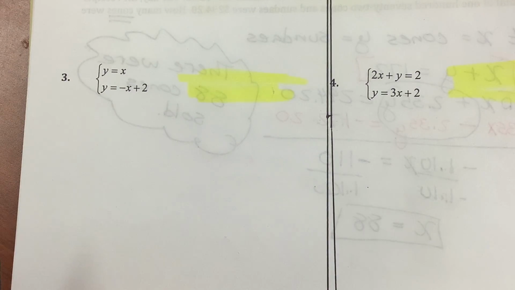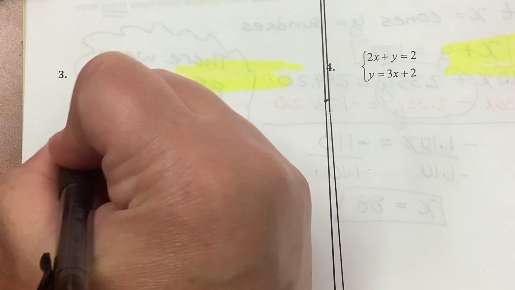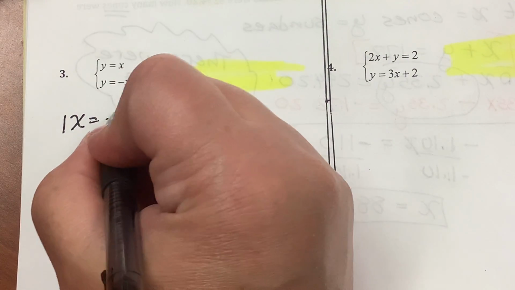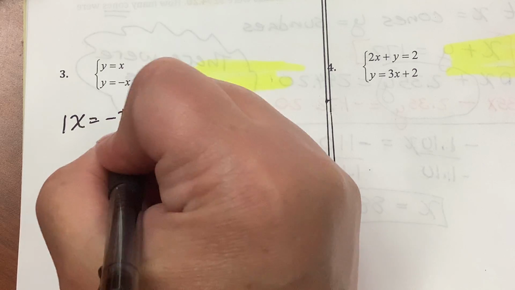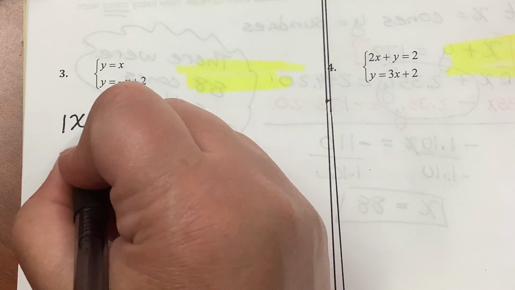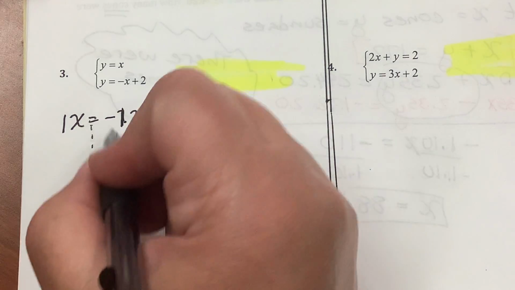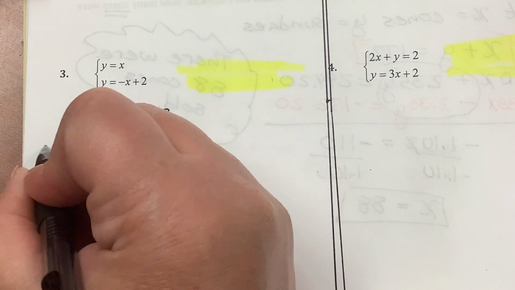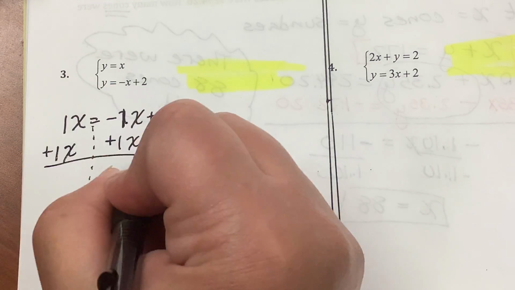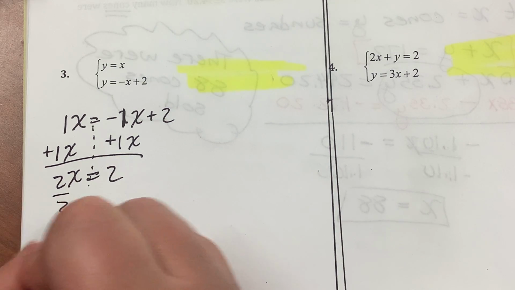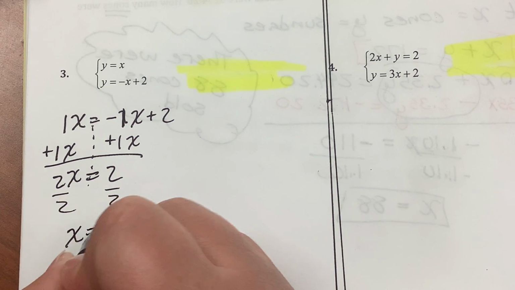All right, down here. Well, these are both equal to y, so they're equal to each other. So I have x equals, actually I'm going to put 1x there. I'm going to need that coefficient in a minute. Negative 1x plus 2. And here, I have to go over the equal sign. When you're on the same side, you do the same operation. When you're on opposite sides, you do the opposite operation. So I'm going to add 1x to both sides. I get 2x equals 2. Divide by 2, divide by 2, x equals 1.